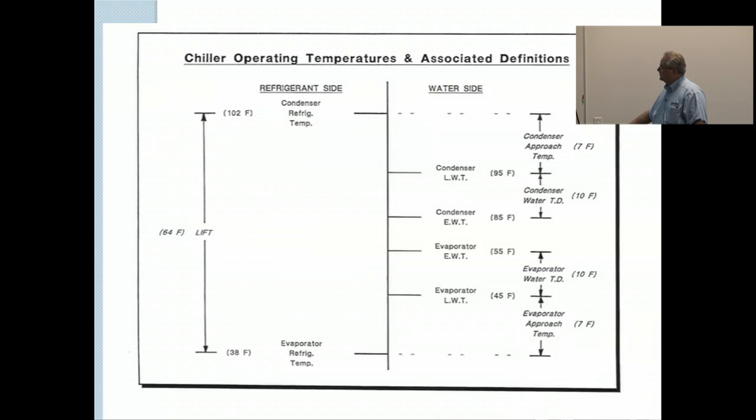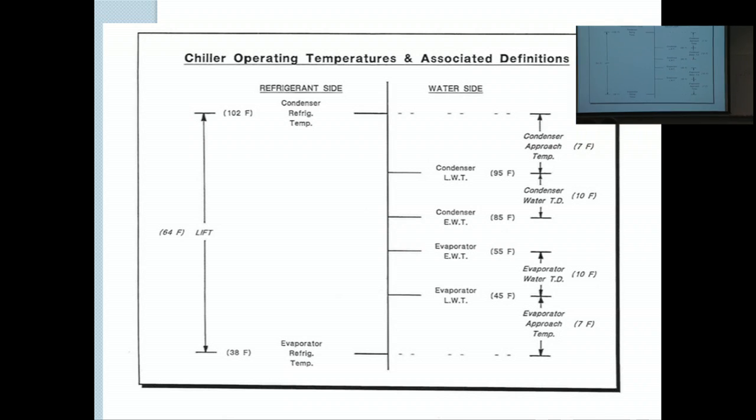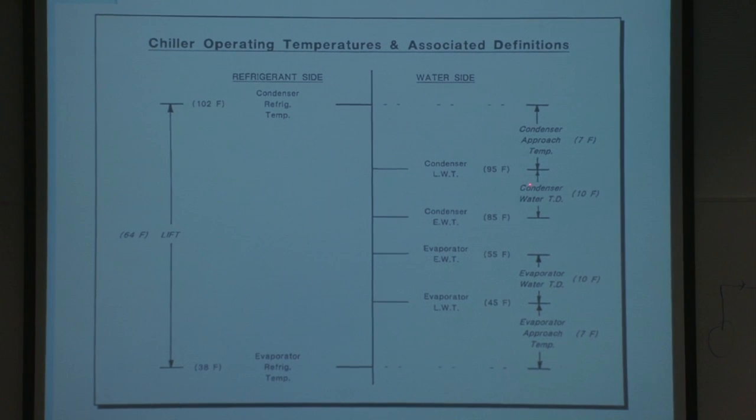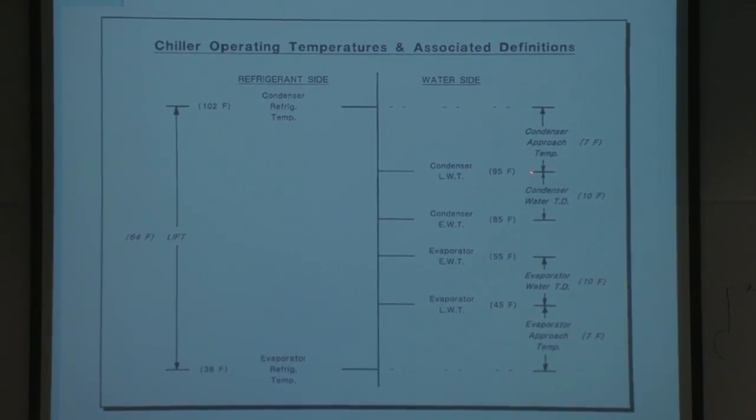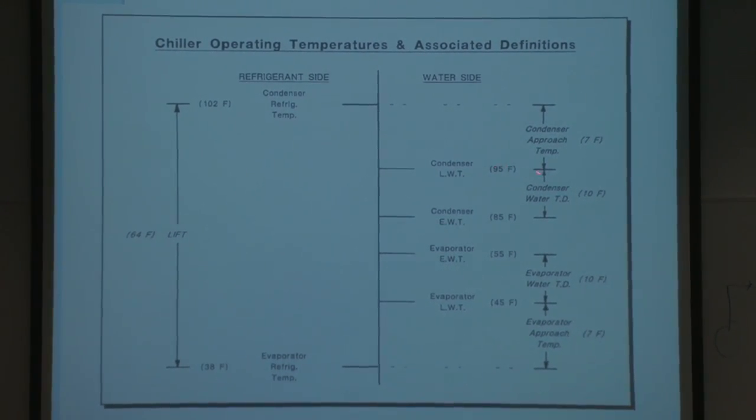I want to spend a little bit of time on this chart because this puts it all in perspective. This is a typical water-cooled chiller. You've got 85 degree water coming out of the cooling tower entering the condenser. It absorbs the heat out of the machine and leaves the condenser at 95 degrees, and goes back to the cooling tower. Well, it happens to be that you have a condenser approach temperature of 7 degrees, which puts your condenser refrigerant temperature at 102.